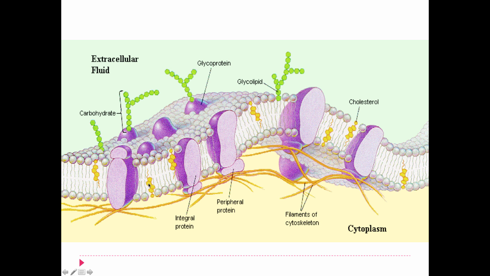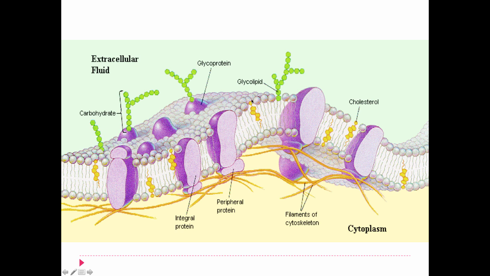Here's the structure. This is what I was looking for. You can see here's my cholesterol, and at high temperatures, this cholesterol is going to interact with these inner fatty acid tails and help hold those lipids together. At low temperatures, it's going to push them apart, keep them from getting too close together, so they aren't able to freeze, basically. So here we've got our carbohydrate chains on our proteins.